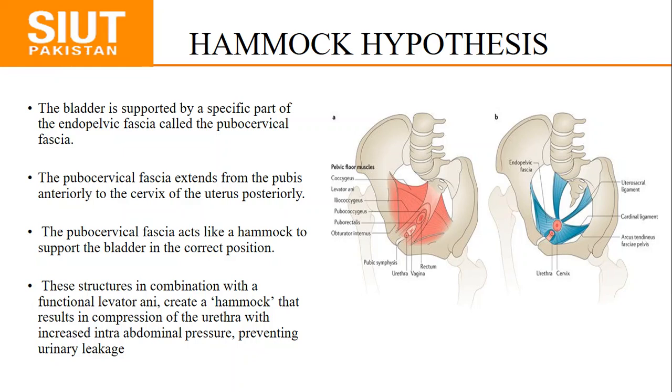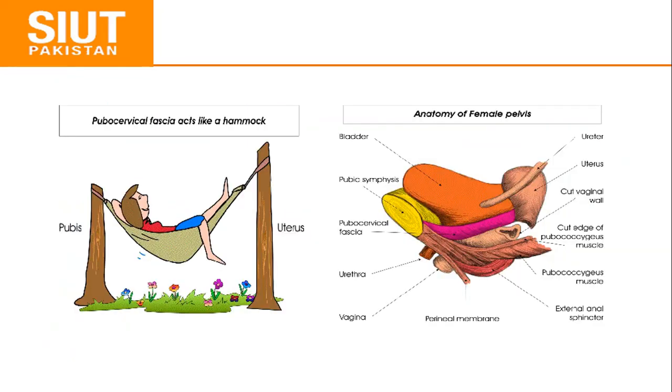To demonstrate it pictorially, this is the pubis, which is anterior. Posteriorly we have the uterus. In between them there is a hammock that is formed by the pubocervical fascia. The bladder, which rests on the surface of this fascia, is supported by it, and the urethral neck is supported and also compressed by this fascia during times of increased intra-abdominal pressure.